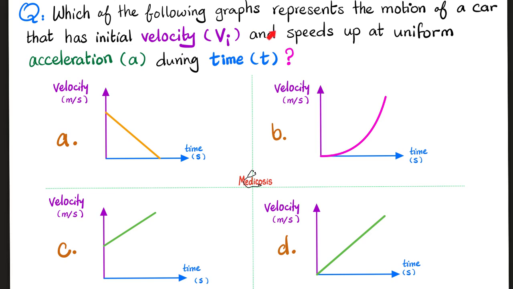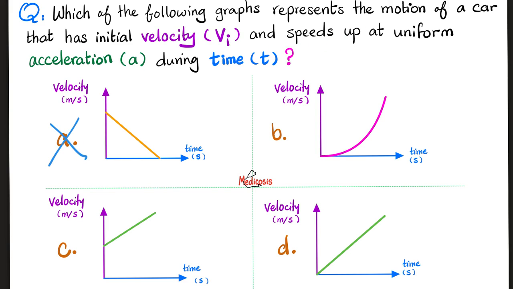Next, which of the following graphs represents the motion of a car that has initial velocity, v sub I, and speeds up at uniform acceleration a during time t? All right, okay. Speeding up meaning, whatever it is, it has to be going up, not down. So A is incorrect because A implies that the velocity decreases, which means that I'm slowing down, but they want it to be speeding up.